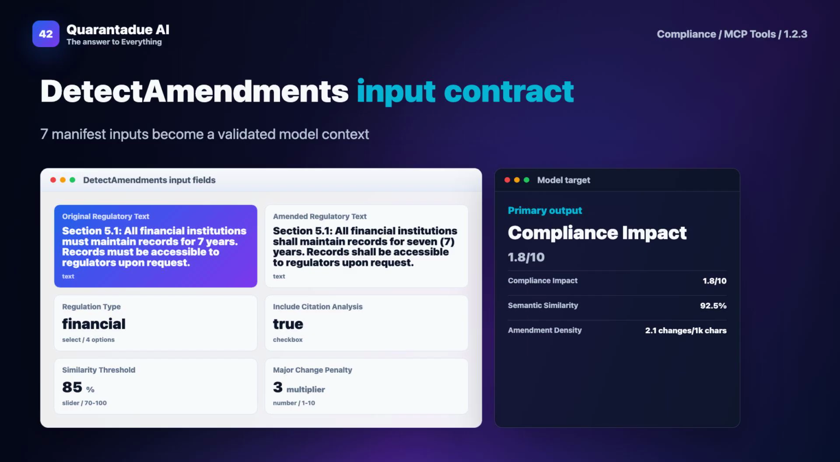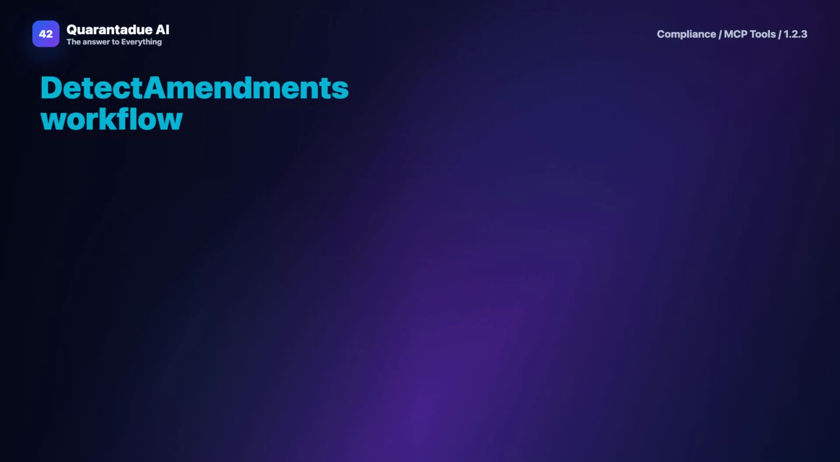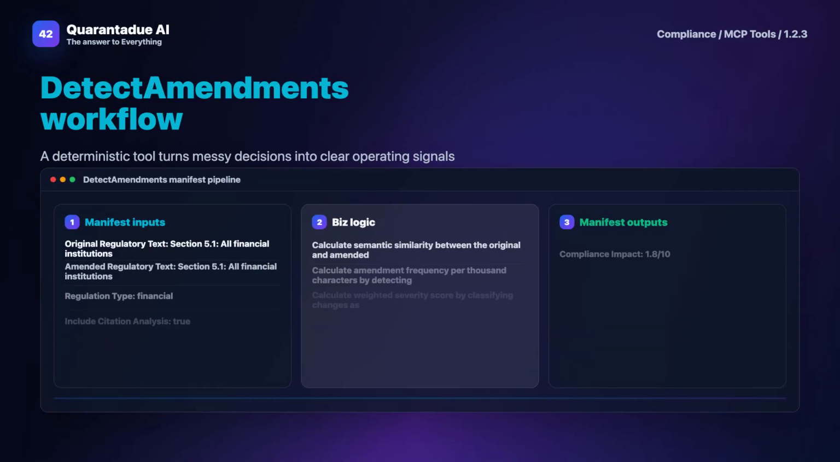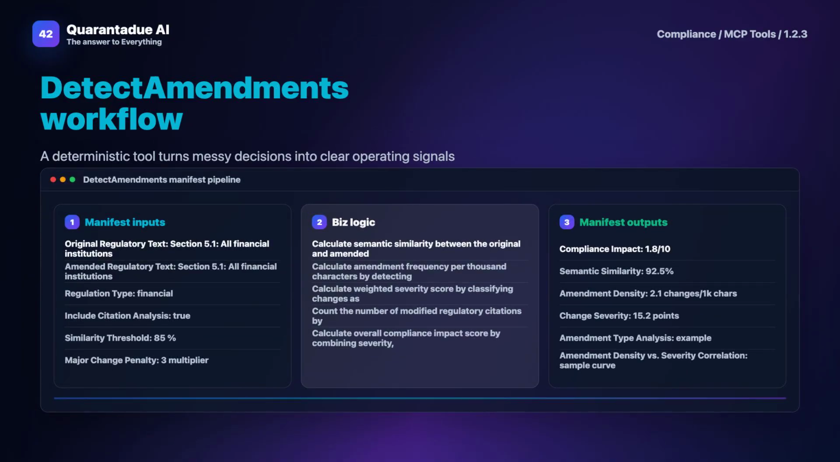densely packed amendments are. Calculate weighted severity score by classifying changes as major substantive requirements or minor formatting adjustments and applying corresponding penalty multipliers. Normalize to a 100-point scale. Count the number of modified regulatory citations by detecting standard citation formats, CFR, OSHA, EPA, etc., that have been added, removed, or altered between versions.